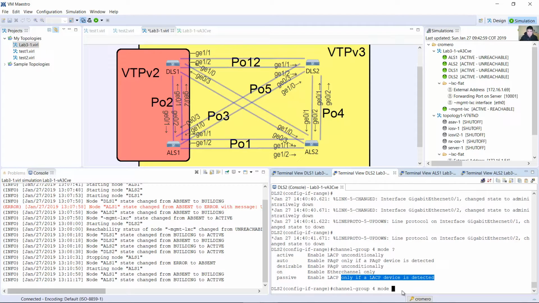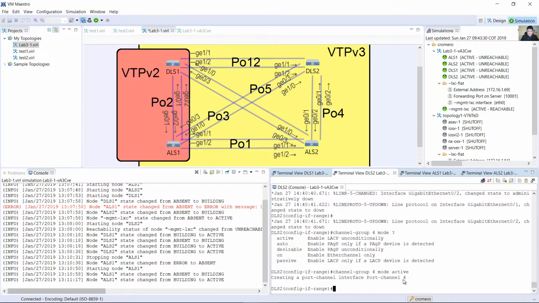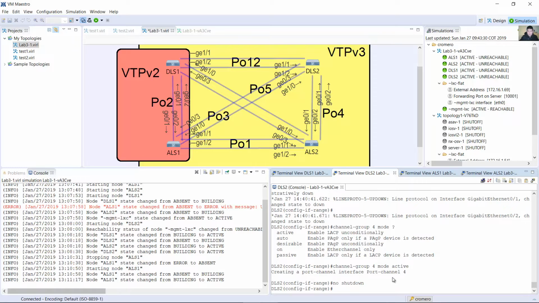For example, you can configure active on DLS2 and passive on ALS2. Okay, and mode active for LACP on this side. Now no shutdown.